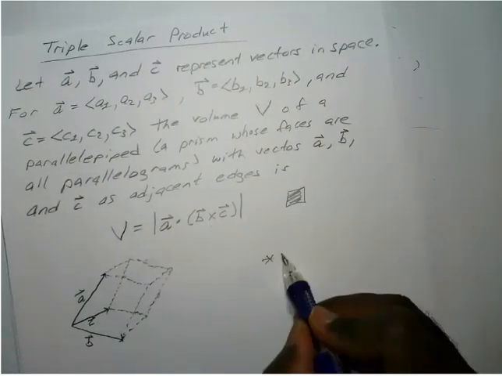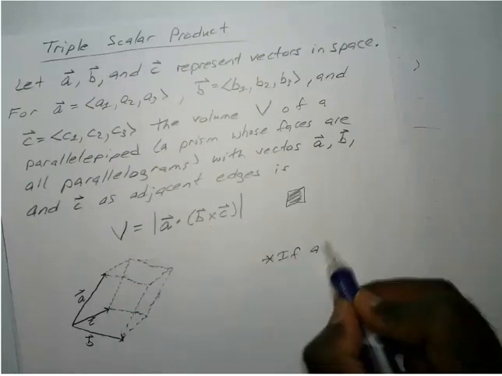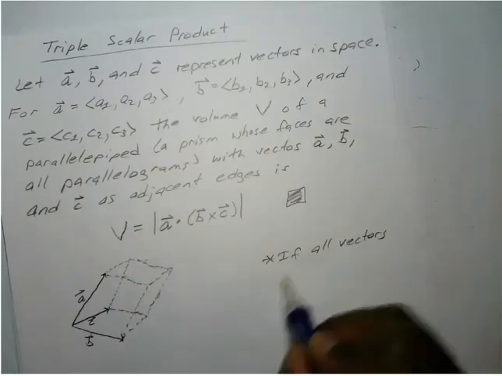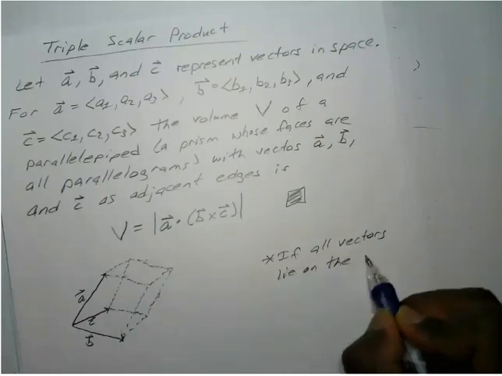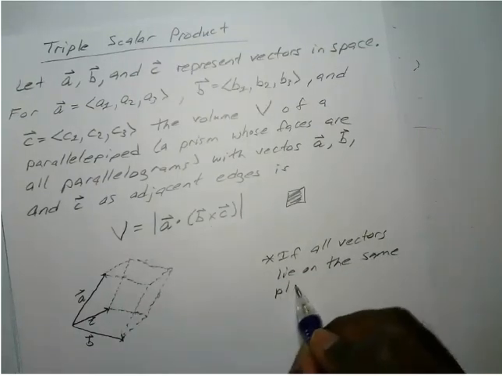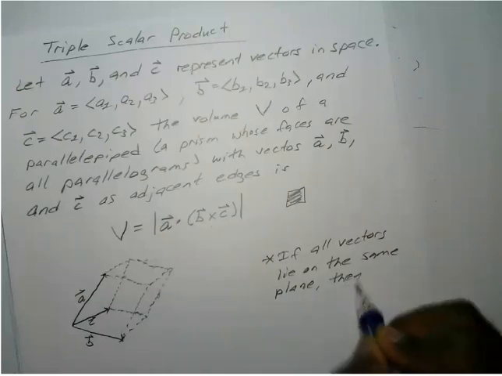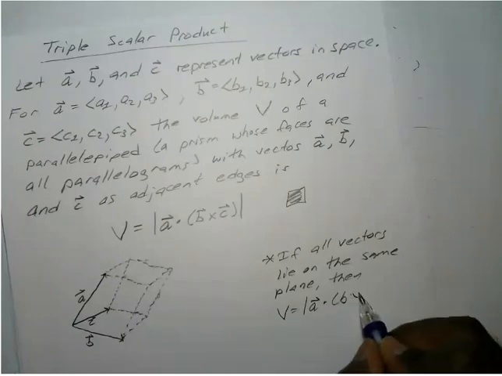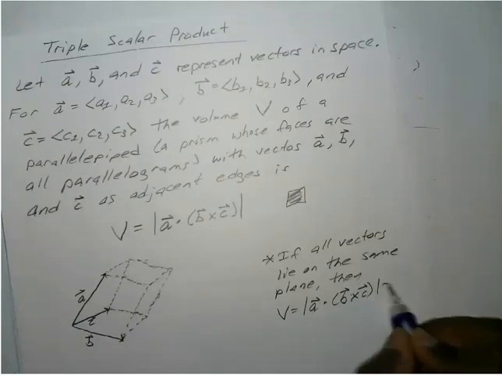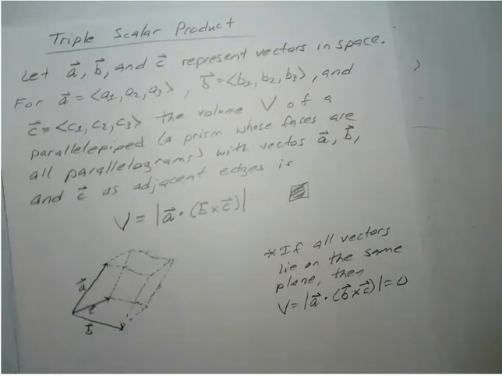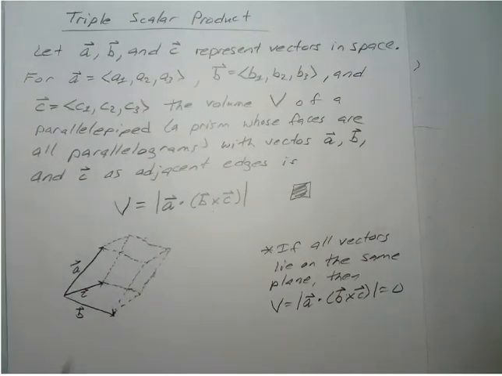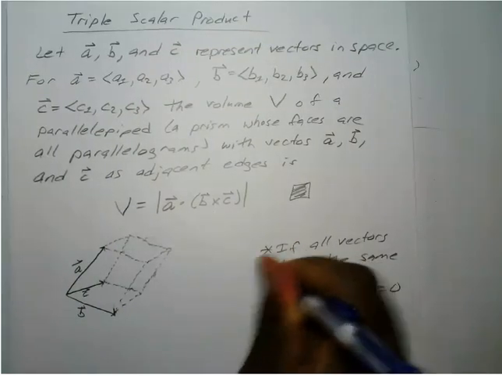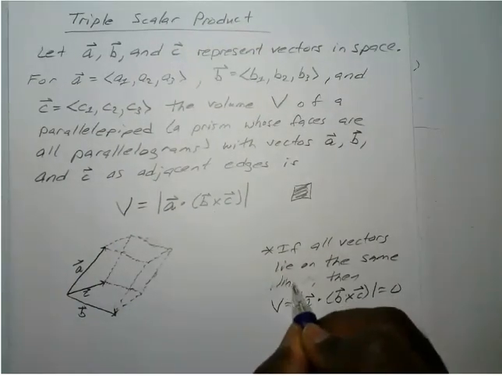Okay, now if all vectors lie on the same plane, then of course your volume, which is that very same formula, is going to equal 0. Because all three are on the same plane, so there's no volume if they're all on the same plane.